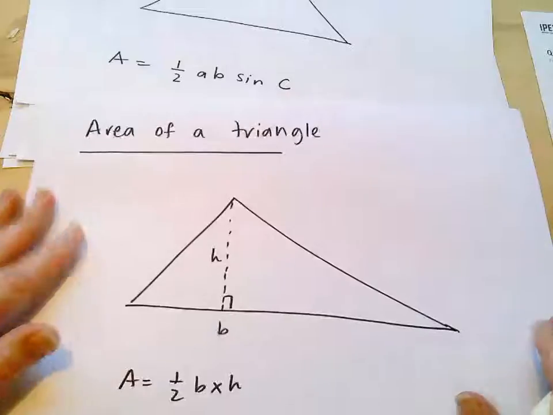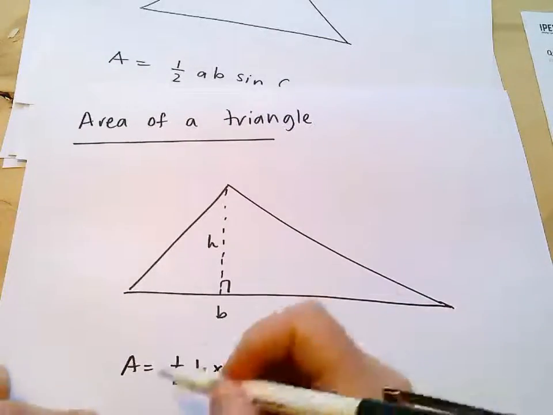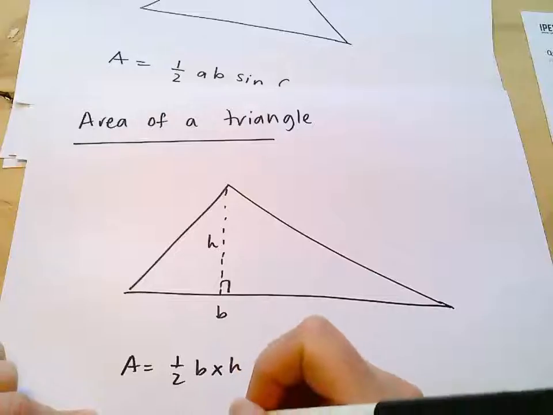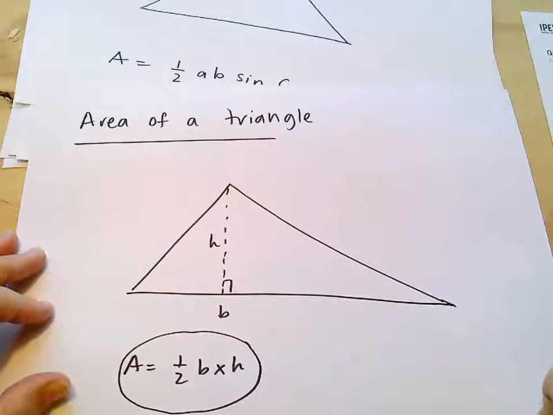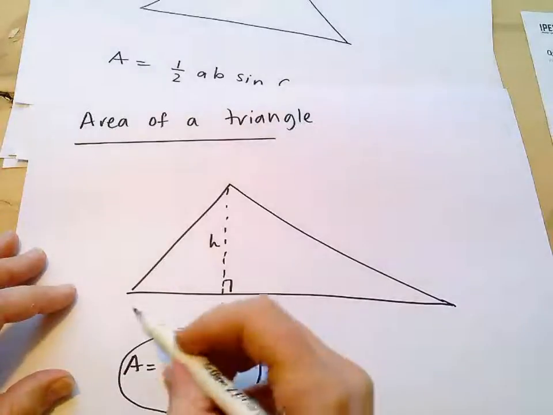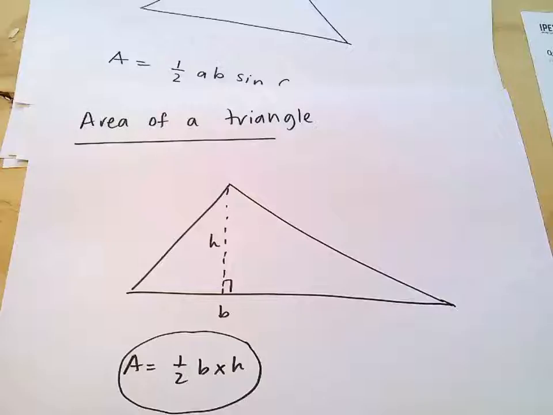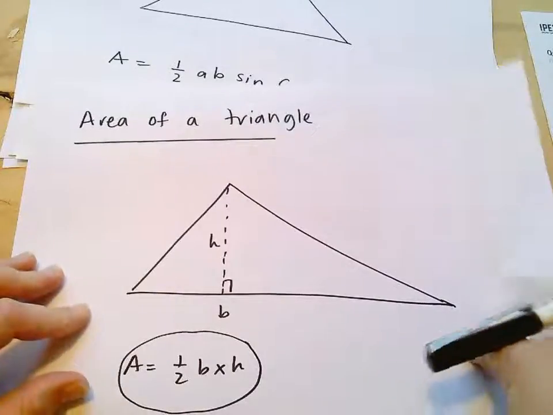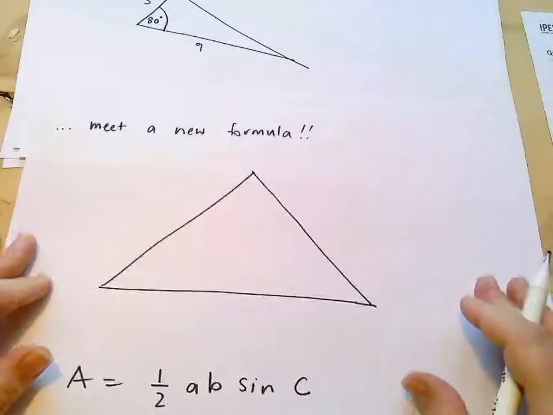Now you probably think to yourself, I already know how to do area of a triangle, and that's true. You do know one way to work out the area of a triangle, and that is using this formula. Area equals half the base times the height, when you've got the length of the base and you're told the perpendicular height. So you do already know that. Well, today I'd like you to meet a new formula for working out the area of a triangle.